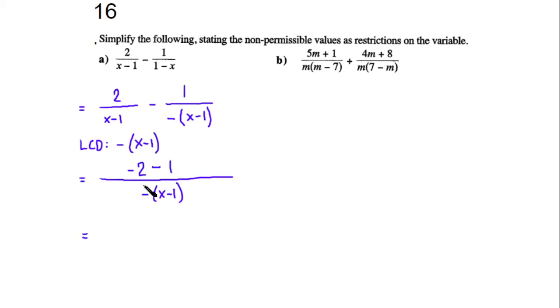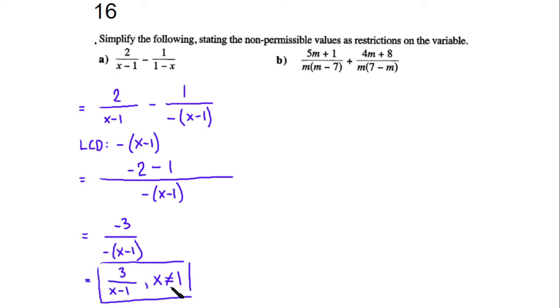2 minus -2 minus 1 is -3 over -x minus 1. The minus signs cancel, and we're left with 3 over x minus 1. And then the non-permissible values. Well, if we take a look at the denominator here, the non-permissible value for x is 1. And then we check all the other denominators to make sure that there are no additional non-permissible values. So here is our simplified expression with the restrictions stated.